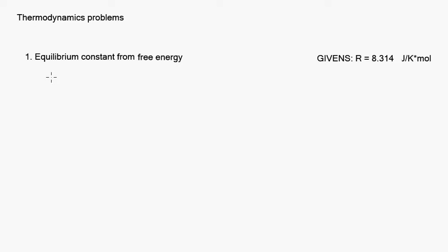So we know that the given is R, the value for R is 8.314 joules per Kelvin mole. That's going to be given to you on the exam. Okay, so we have a bunch of equations for delta G. So delta G equals delta H minus T delta S. None of these are the equilibrium constant, so this is not the correct formula to use here.